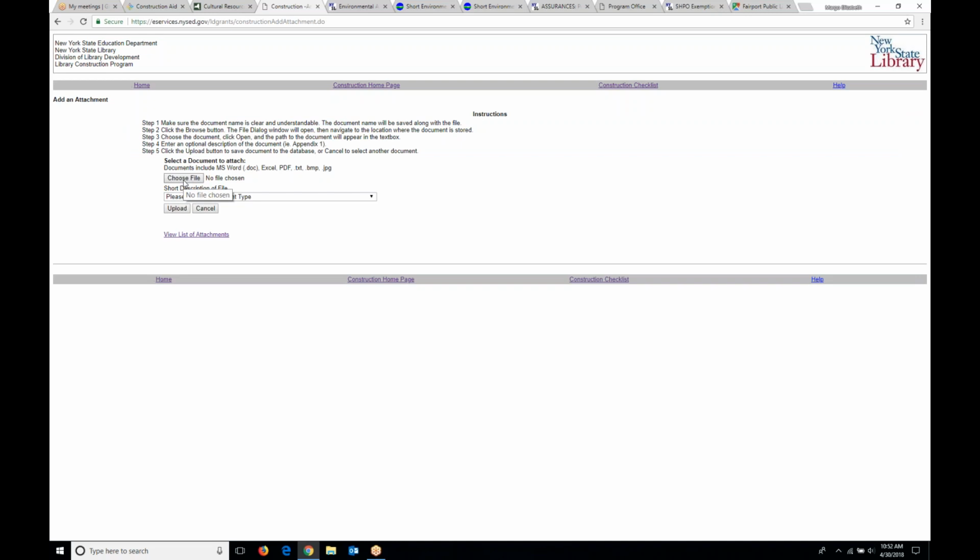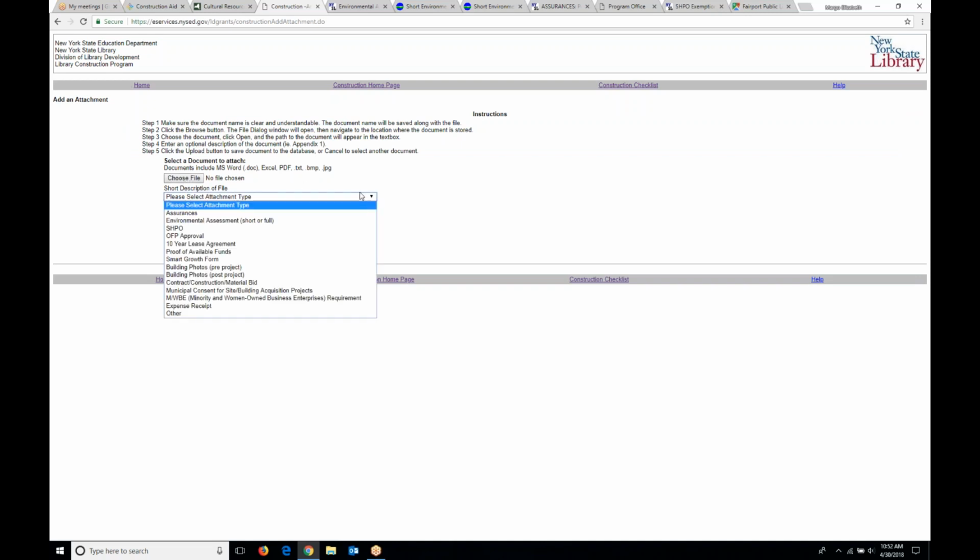First, you'll have to choose a file. Then you'll have to choose your file type. Here is the biggest bummer of this form. If you choose the wrong file type, you can't edit it once it's been added to the list. You'll have to delete it and re-upload it.